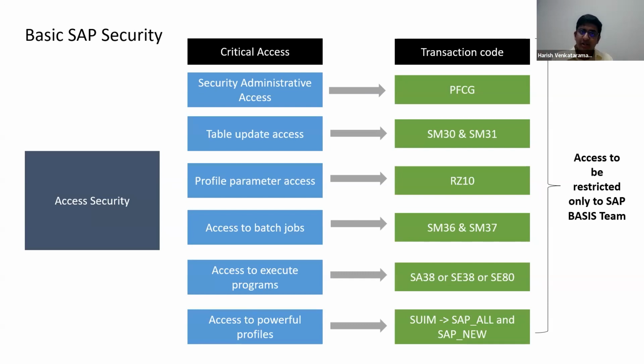The first one is on the security administrative access. What is a security administrative access? Security administrative access would mean how can you create a user normally? So how the users are created, how the users are basically administered, right? So this happens through a transaction code called PFCG. What this transaction code enables the user is to create certain new users or to create certain new roles, right?